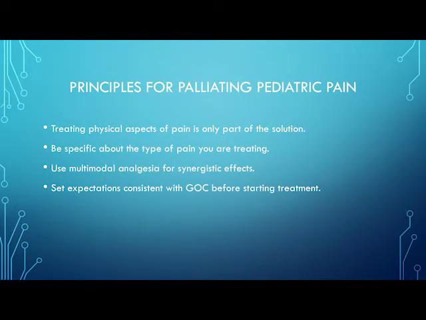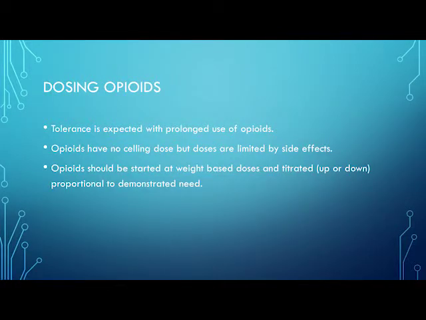So our next principle for palliating pediatric pain is to set expectations consistent with goals of care before starting treatment. So now we get to actual dosing of opioids. So we just talked about tolerance. It's an expected phenomenon when someone is on opioids for a while. Opioids, unlike a lot of our other meds, don't have a ceiling dose. We're limited by side effects, but a lot of the side effects you get tolerant to with time. Constipation, notably, you don't.